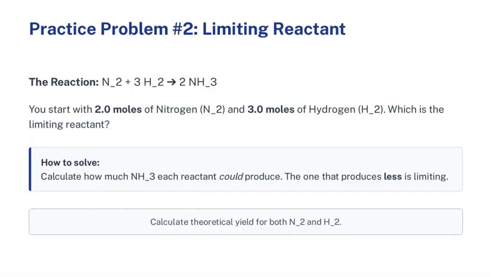Okay, so let's go into a problem. Let's say you have 2 moles of N2, which is nitrogen, and 3 moles of hydrogen, H2. Which is the limiting reactant? Okay, you have to first calculate how much NH3 each reactant could produce. And the one that produces less is limiting. So you got to calculate the theoretical yield for both N2 and H2.